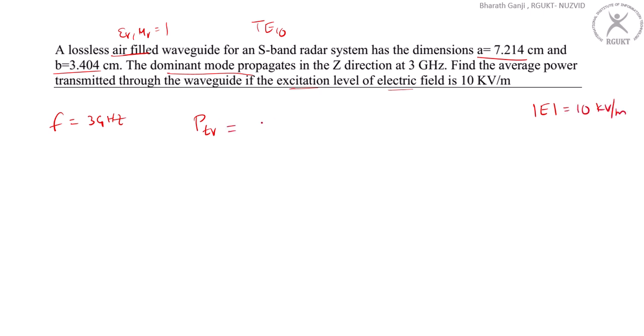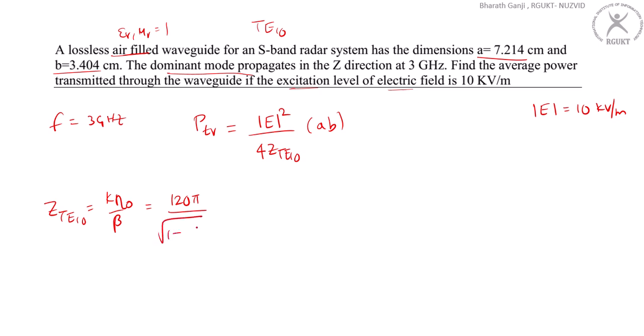So we know the total power that is transmitted is the magnitude of electric field square divided by 4 times ZTE10, the wave impedance of TE10 mode, times the area a into b. So let's first find the cutoff frequency of TE10 mode. Why do you want the cutoff frequency? Because ZTE10 is nothing but k eta by beta, and eta naught because it is air filled, is equal to 120 pi divided by the square root of 1 minus (cutoff frequency of TE10 divided by frequency of operation) whole square. So I have the frequency of operation, but I need the cutoff frequency here.